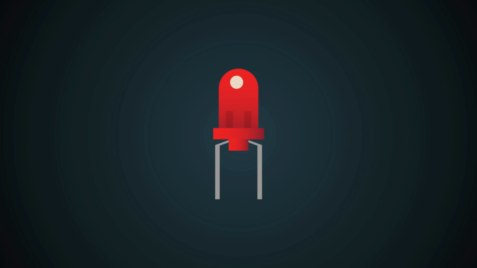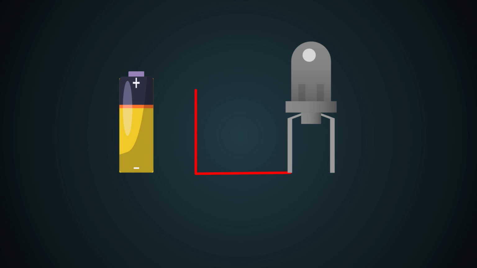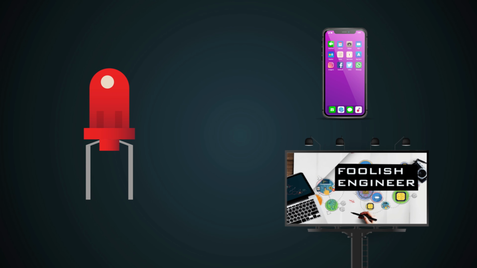Alright, let's start with the basics. What is an LED? Well, it stands for light emitting diode. It's a semiconductor device that emits light when an electric current passes through it. LEDs are super efficient, long lasting, and come in all sorts of colors. They are the backbone of modern lighting solutions, from your smartphone screen to giant billboards.